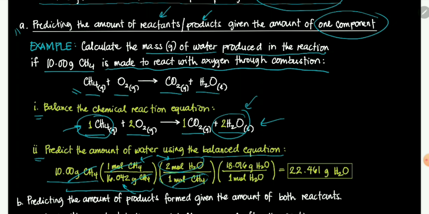So ko-convert na natin yung amount ng water sa mass. Okay? So 1 mole of water tapos 18.016 grams of water. That's the molar mass of our water molecule. So kapag inoperate natin, makakancel yung units ng moles, matitira ay yung grams water. Okay, so kapag kinumpute natin, makukuha natin ay 22.461 grams of water. So na-predict natin yung amount ng water na mapoproduce given the amount of the reactant which is the methane molecule.